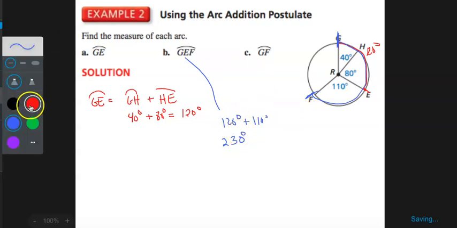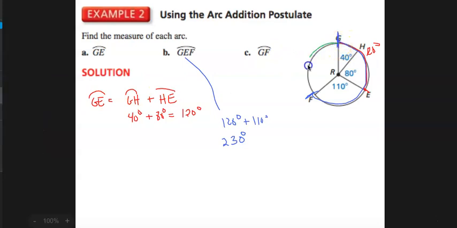And last but not least, we'll go in green here, arc GF. Alright, well, if you know the entire thing is 230, then this is going to be my 360 minus 230, giving me a total of 130 degrees. Alright, for arc GF. Alright, so a couple addition and subtraction problems, nothing too hard yet.